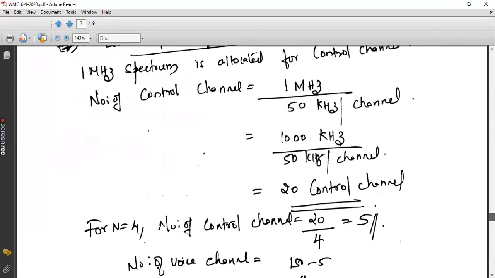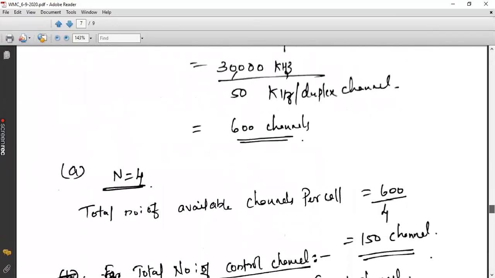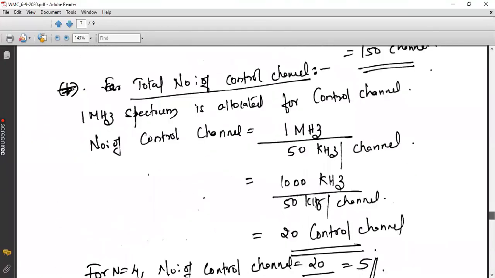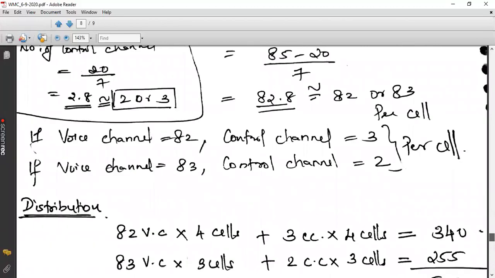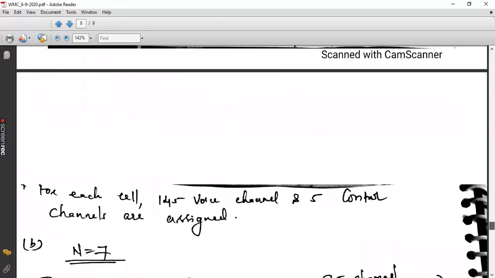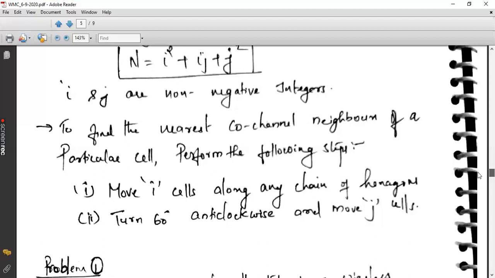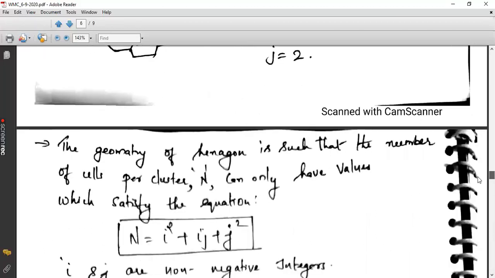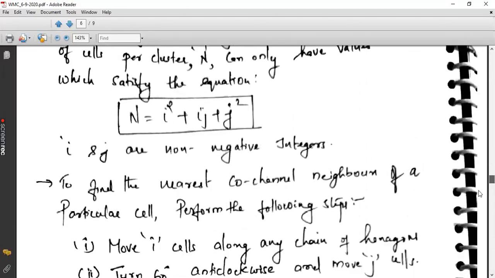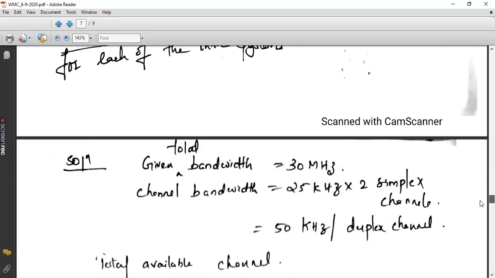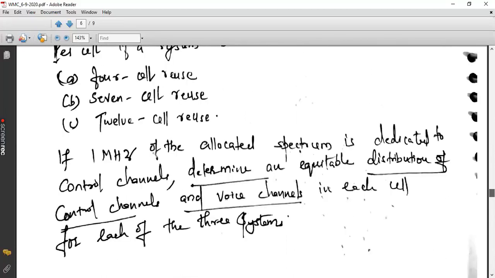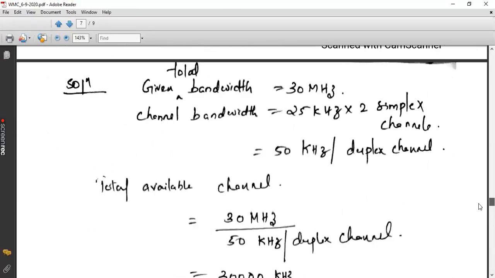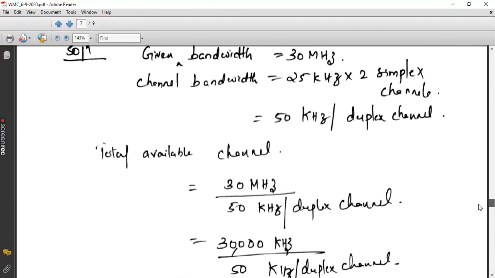Okay. So this is the first part, n equal to 4. Similarly, you just go through the n equal to 7 case and the n equal to 12 case. This is important for quiz 1, which I will be taking coming Thursday. Coming Thursday, you are having a quiz till this particular topic. So I just need to repeat this once again.